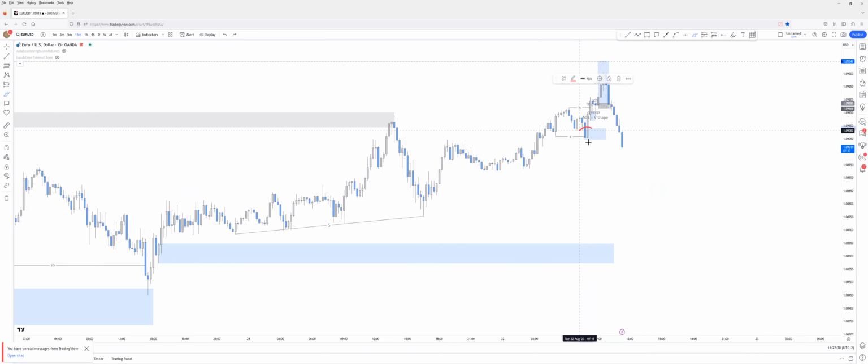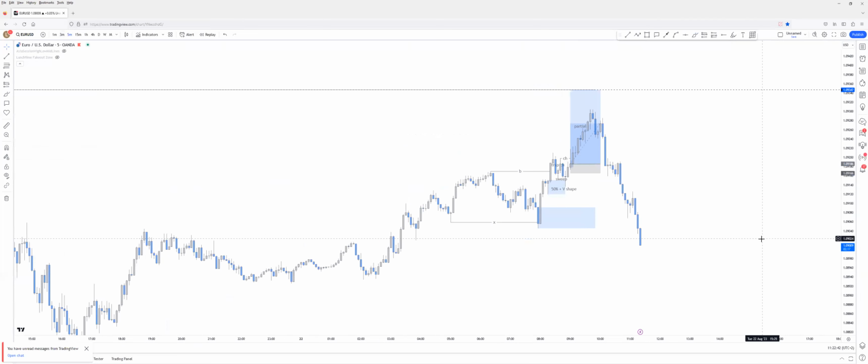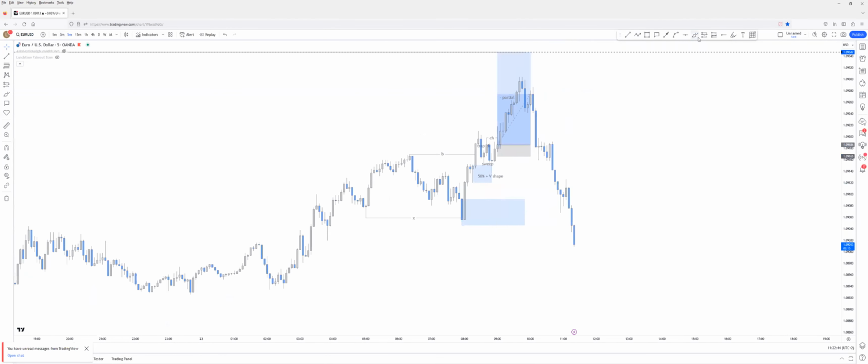So price just created another demand that broke the structure to the upside, and there was a 5-minute demand above this one, which directly caused the break of structure to the upside. So let me just switch to the 5-minute time frame. Here are the demands that I just marked out. Here is the deeper one, that is the refinement of the 15-minute one, and here is the one above it, which directly caused the break of the structural high point.